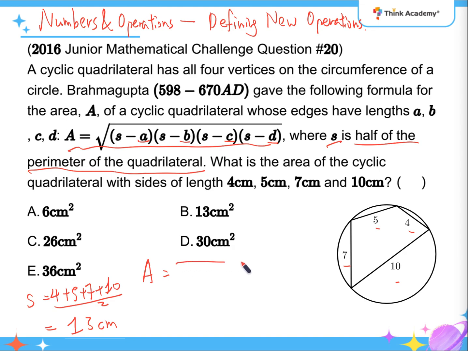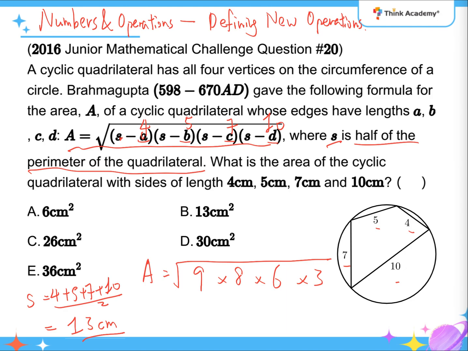So that's going to be equal to the root of 13 take away 4, which is 9, times 13 take away 5, 7, 10, and all the adds are going to be 13. And then 13 take away 5, so 8. 13 take away 7, that's 6. 13 take away 10, that's 3. So we want to find the root of that.